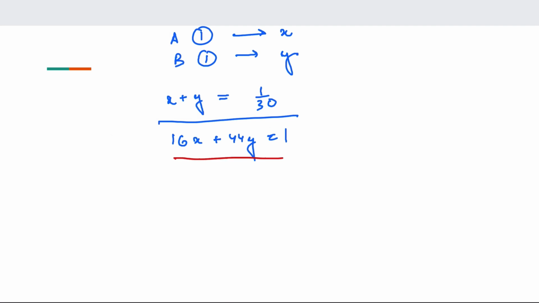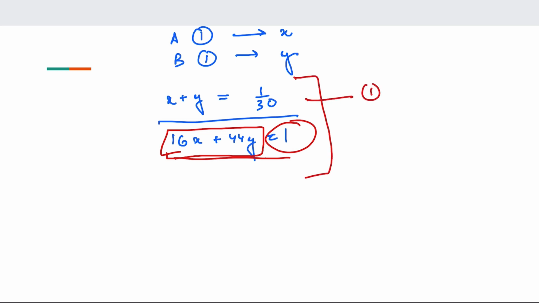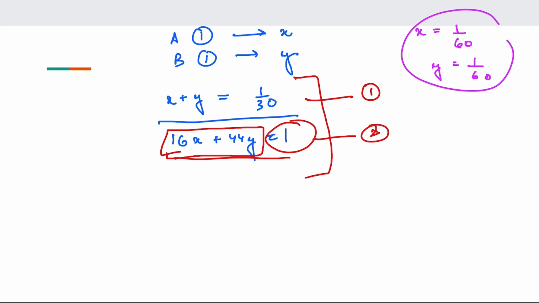And similarly, I have taken this because all the work aggregated has to be equal to 1 unit. So if I solve these two equations, equation 1 and equation 2, then I will get X equals 1 by 60 and Y equals 1 by 60. So X and Y are both equal to 1 by 60.